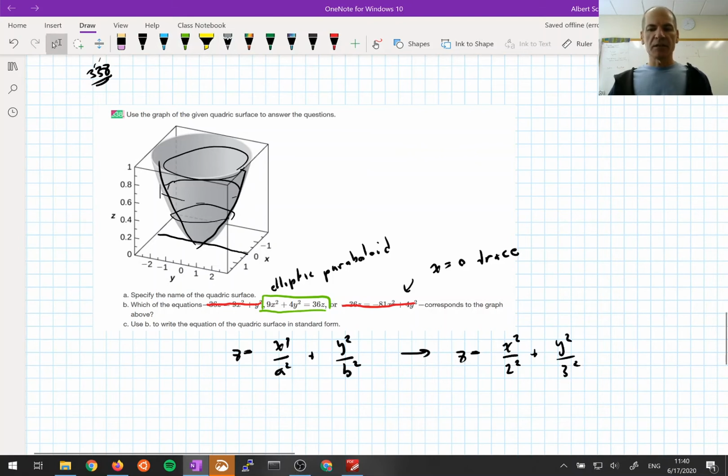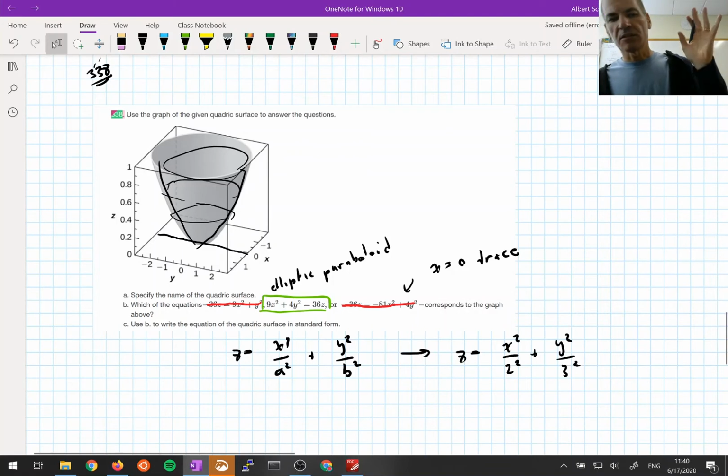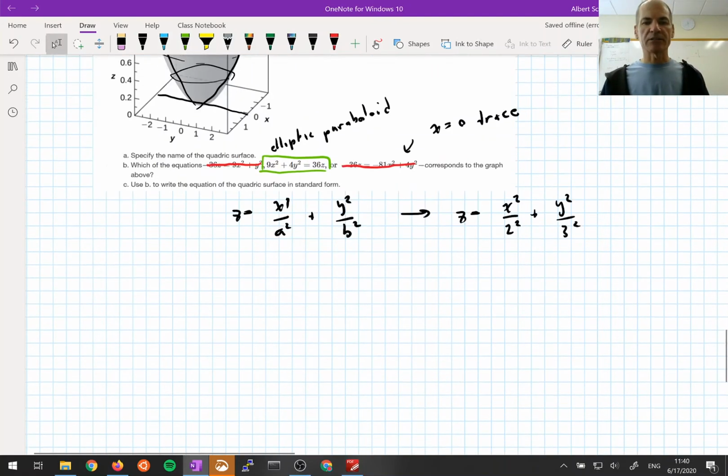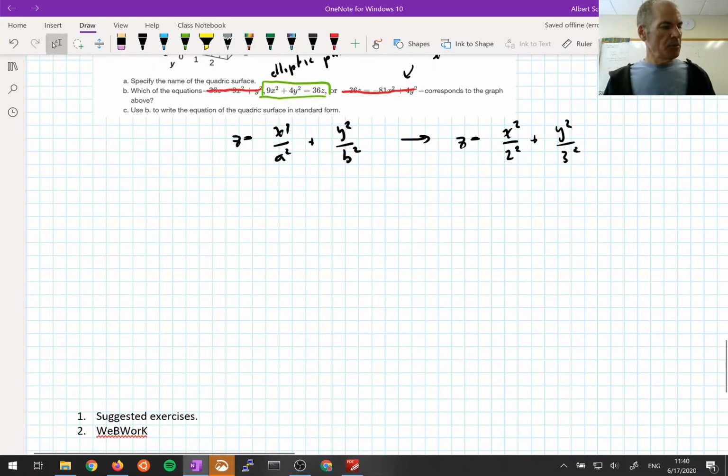And we can see that because 2 is very close to 3, this ellipse is not very eccentric. It's not very stretched out. It's much closer to a circle. But that's a side question, not something that was asked for in the exercise. Moving on, let's talk about 344.